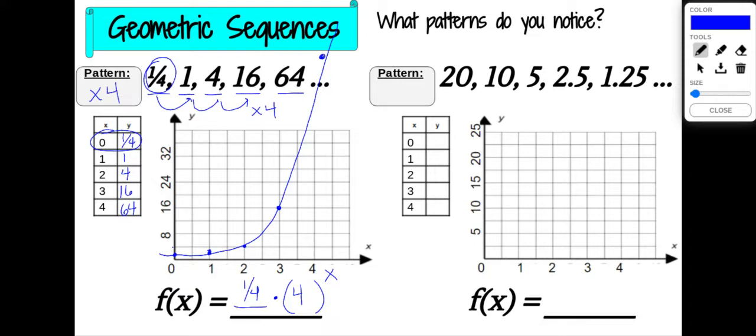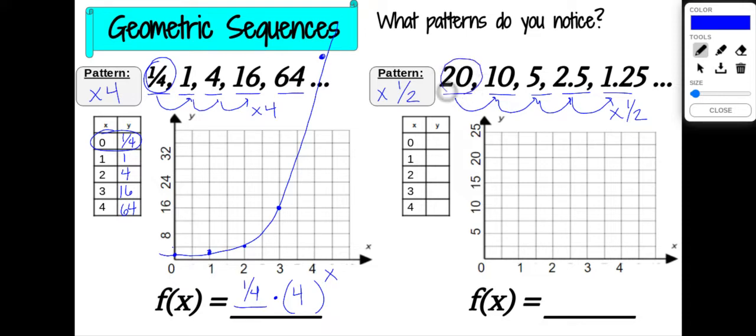Let's see if the same thing happens over here. 20, 10, 5, 2.5, and 1.25. What's the pattern? What's happening to get to the next number? Now you might see this as division, right? But it also can be seen as multiplication. Taking half of something means to multiply. Half of is multiplying by half. Of course, that's the same thing as dividing by 2, but it's multiplication times half. So again, in a geometric sequence, you're going to see that multiplication pattern in the numbers. It may look like division, but it's just probably multiplying by a number smaller than 1.